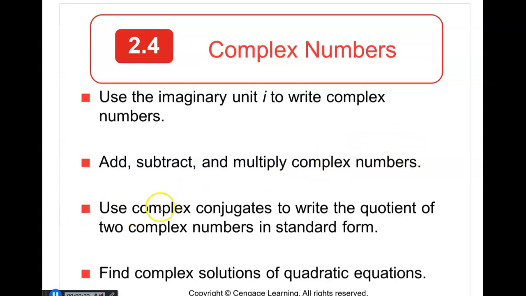And to divide, we're going to use the concept of a complex conjugate. That way we will be able to write the quotient of two complex numbers in standard form. And the fourth one will be to find complex solutions of quadratic equations.